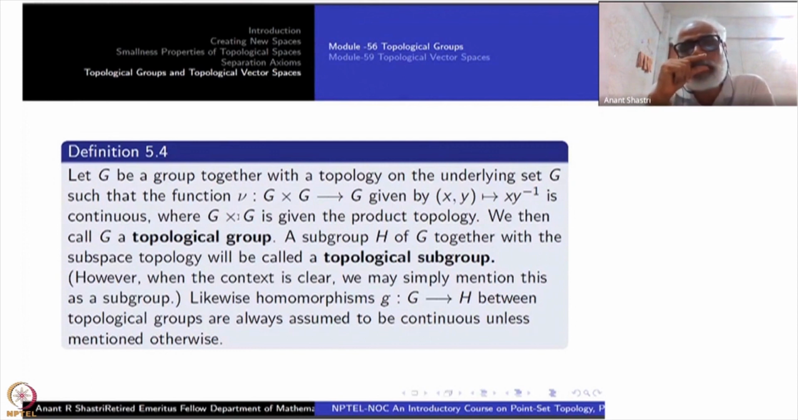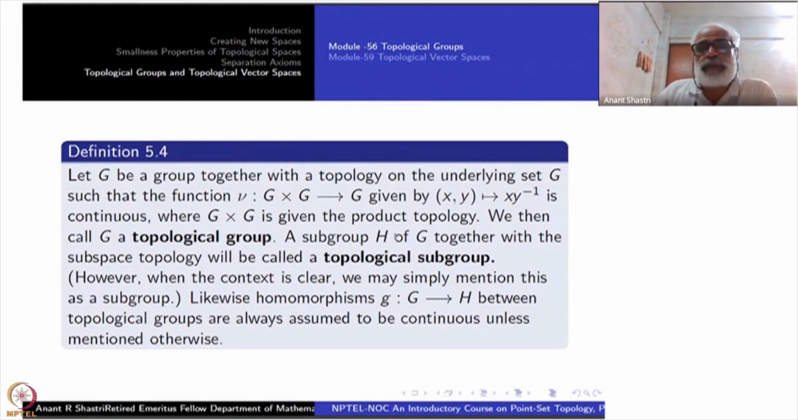G is a topological group, it means it has a topology. So the multiplication is here. Then the condition is that this multiplication is continuous, meaning what? Here there is a topology, and here I have to take the product topology, the product topology from the given topology on both G and G. Under that, this must be continuous. We then call G a topological group.